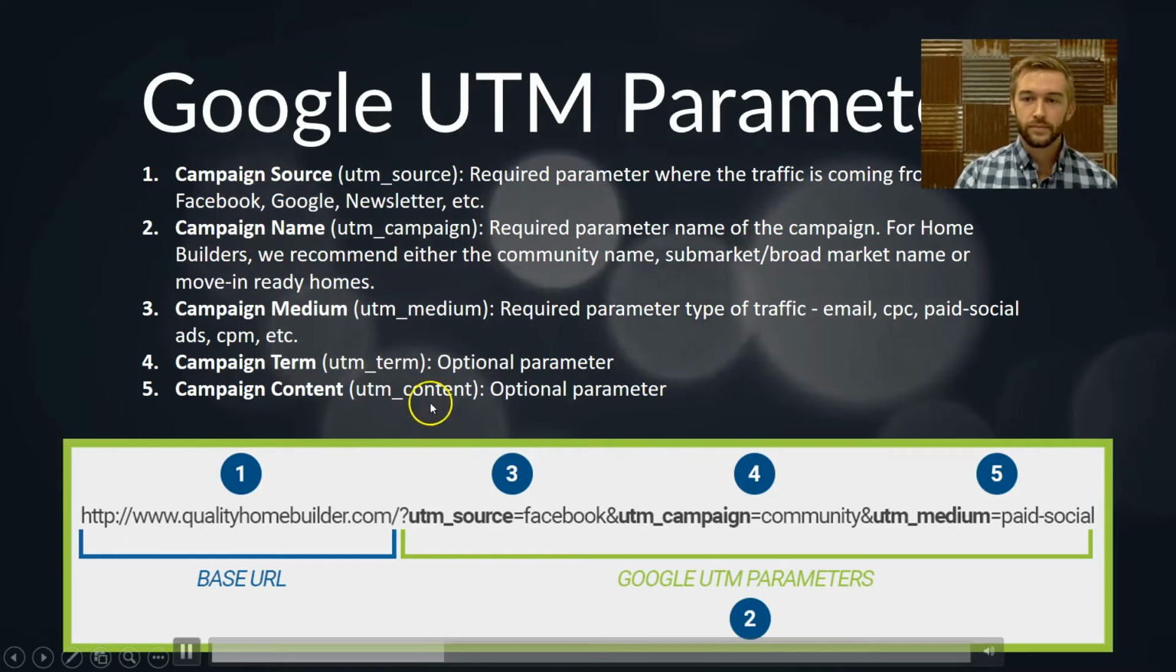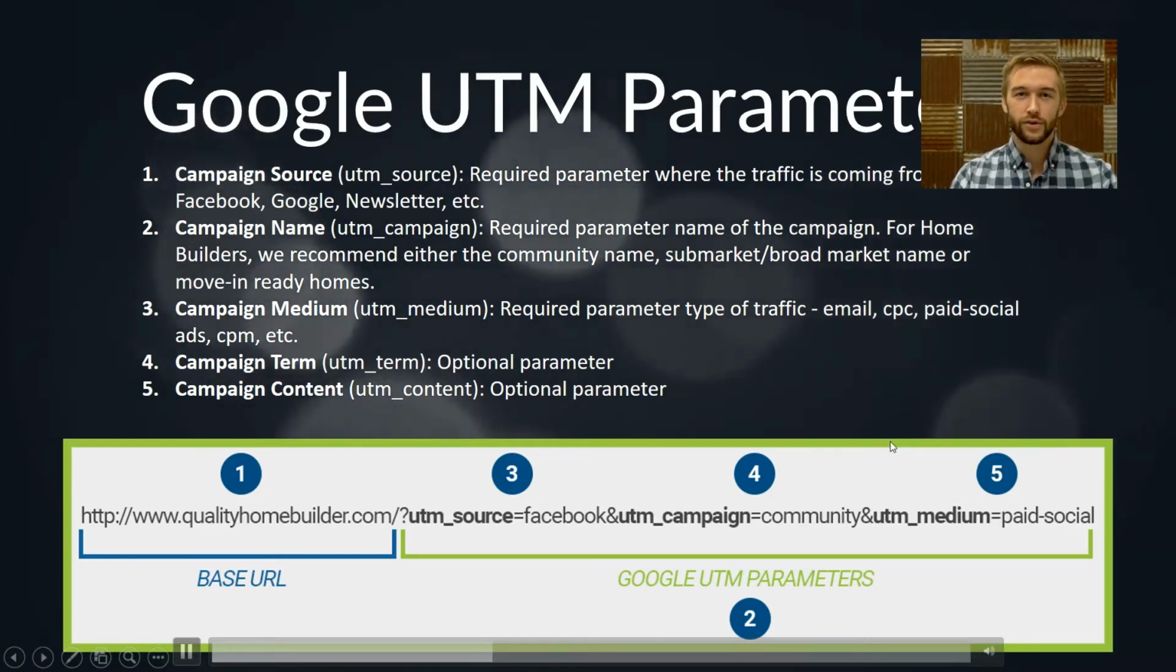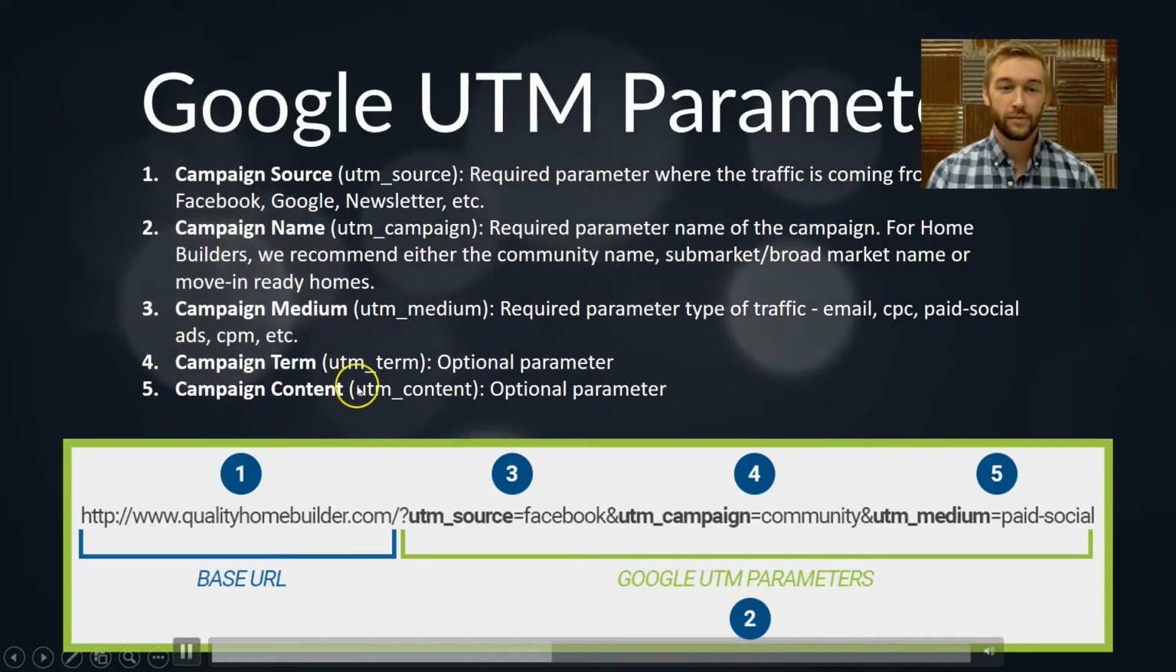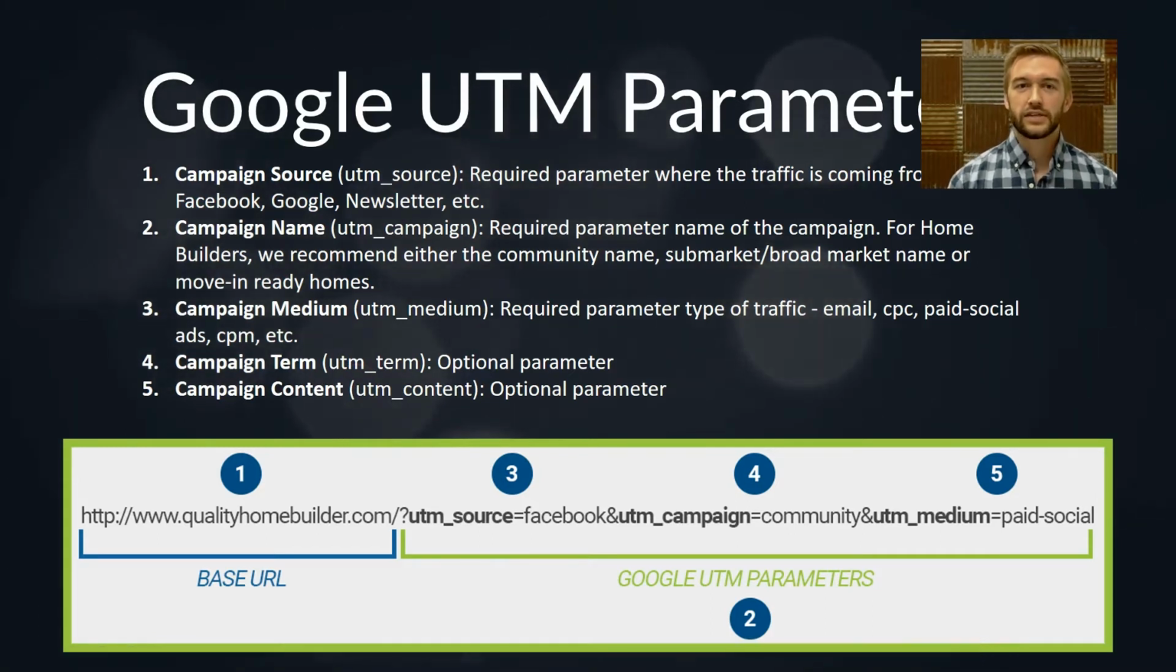And then you have the medium. Typically that'd be email, CPC, or paid social, which is what we use for Facebook. Anything as far as how those ads or that link was being delivered to that possible prospect and buyer. And then the fourth and fifth parameter, typically they're not used. If you do want to use them, feel free, but they could just make this process more complex.